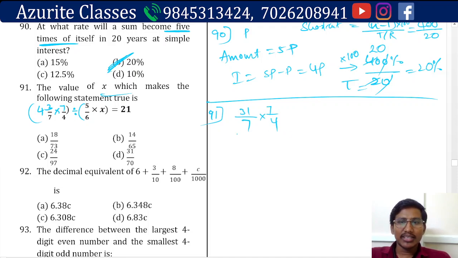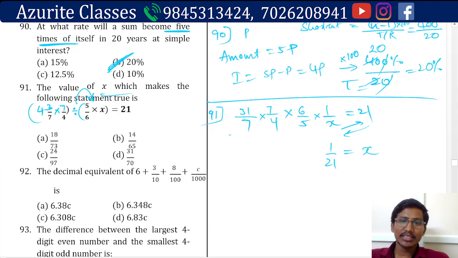And then divided by this. I will take the reciprocal directly, so the reciprocal of this is into 6 by 5 into 1 by x. Both reciprocals we have to take. So I multiply with the reciprocal, equal to 21. Now x you take up and 21 you take below, so x comes here and it becomes 1 by 21.